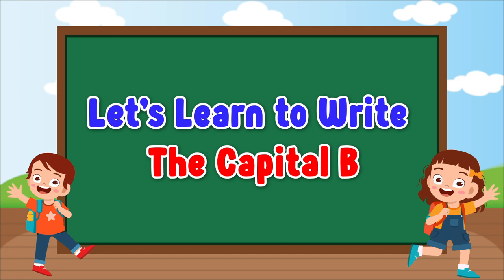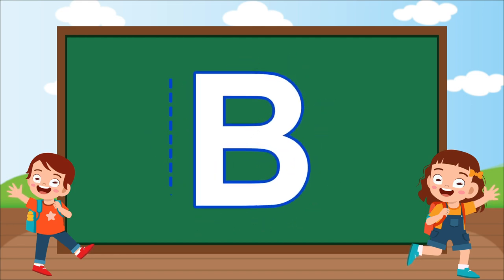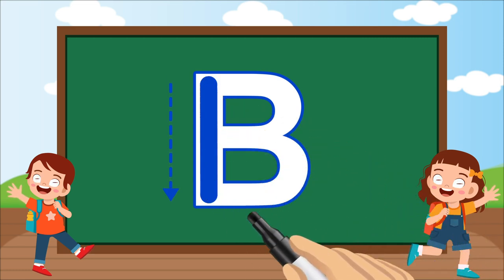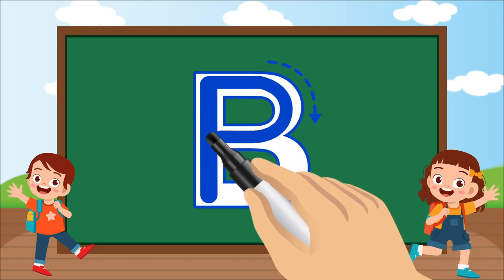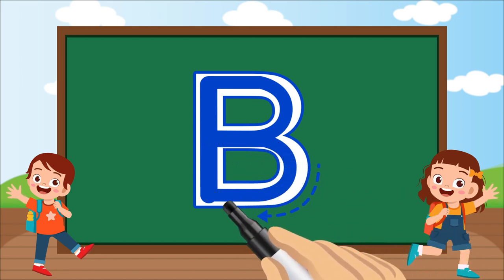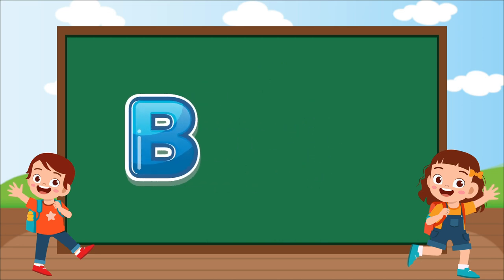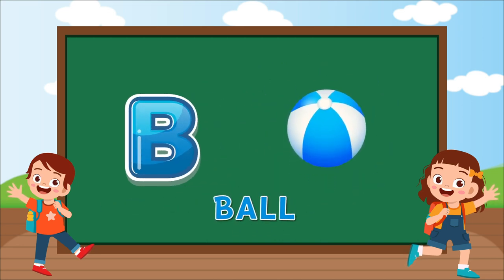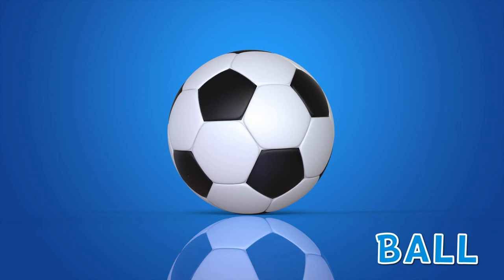Let's learn to write the capital B. First, we will draw a slanting line. Then come back to the top and draw a half circle to the middle. In the end, again draw a half circle to the bottom. B is for ball. Ball.